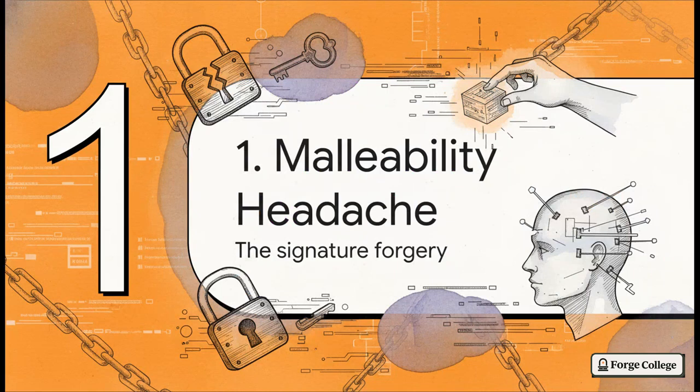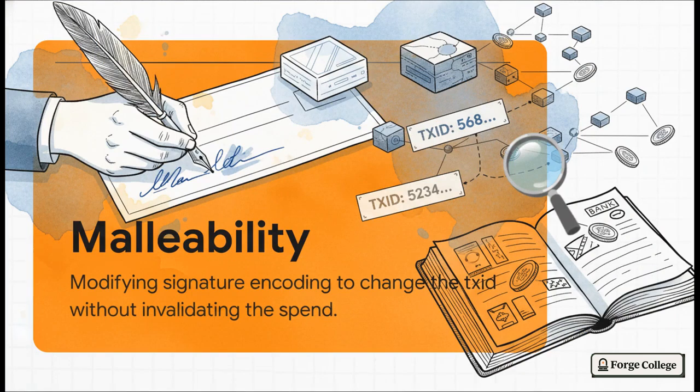First up, the malleability headache, or the signature forgery that wasn't. You know, for years, transaction malleability gave Bitcoin developers absolute nightmares. So what exactly is it? Essentially, it's when someone modifies the digital signature encoding of a transaction just enough to change its transaction ID, or txid, without actually invalidating the spend itself.